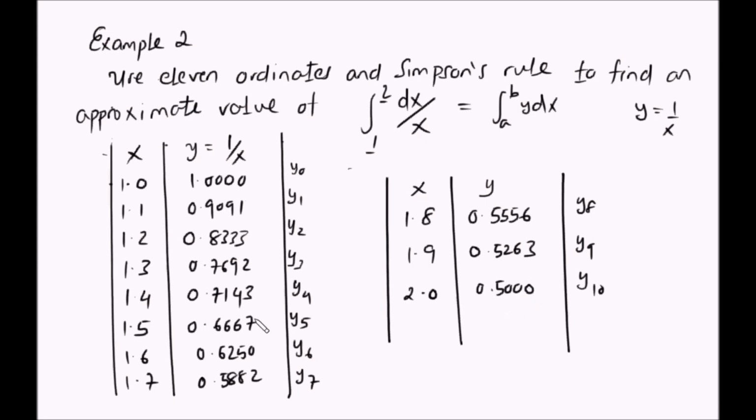So these are now the ordinates. These y values are the ordinates. The x values, don't call them ordinates, they are called abscissa. So now I can use my formula. Let's use our Simpson's rule formula. So we want to integrate this one.